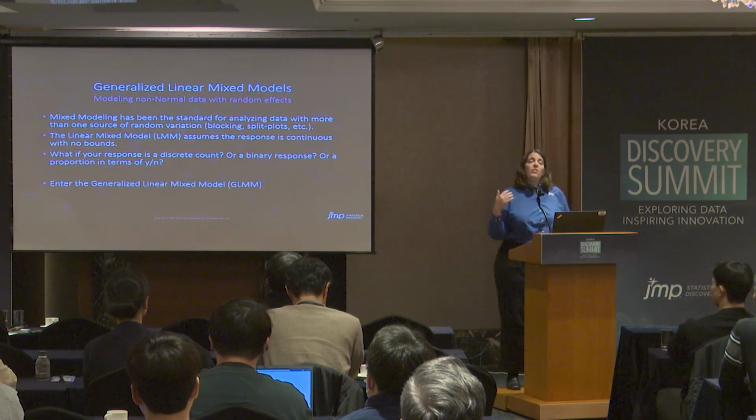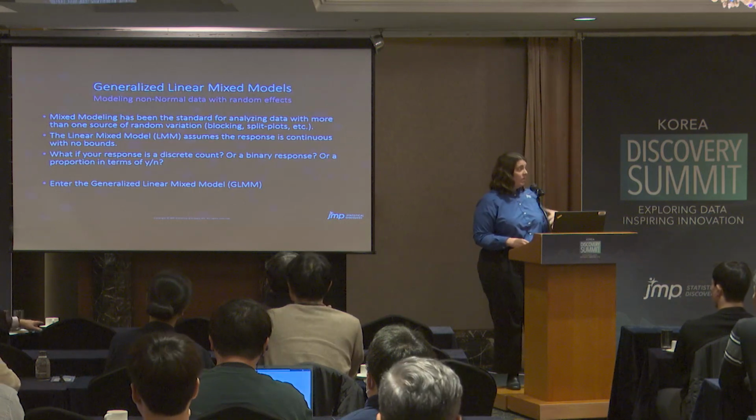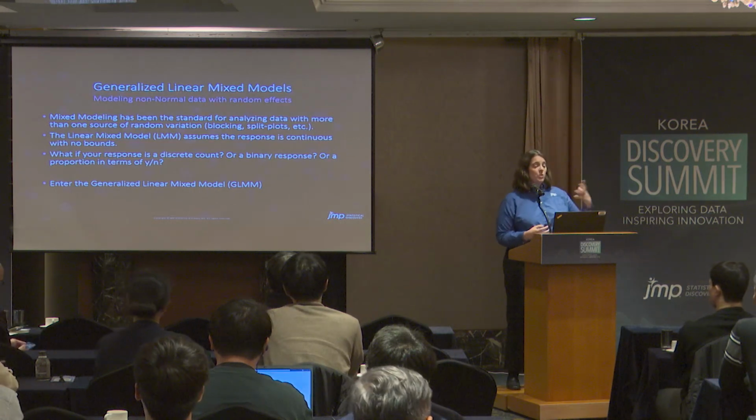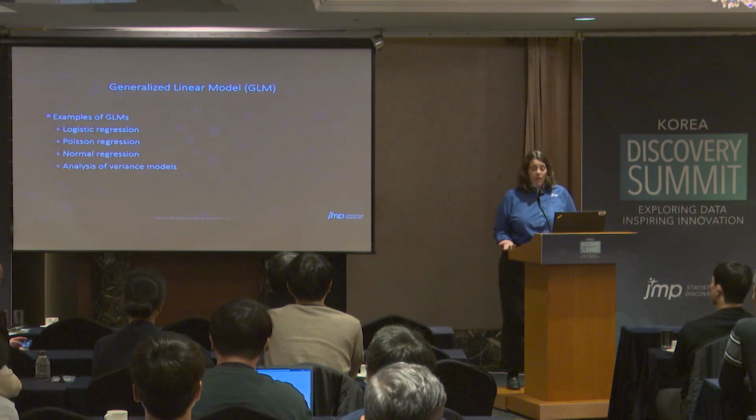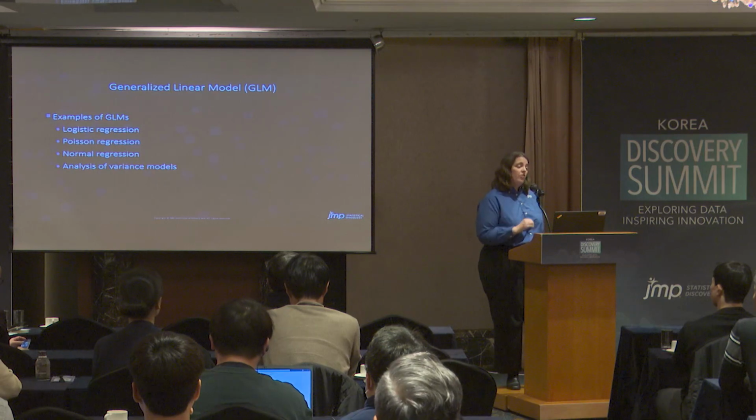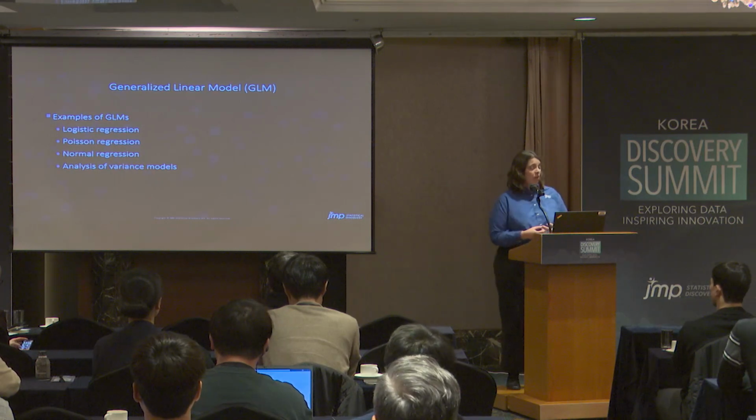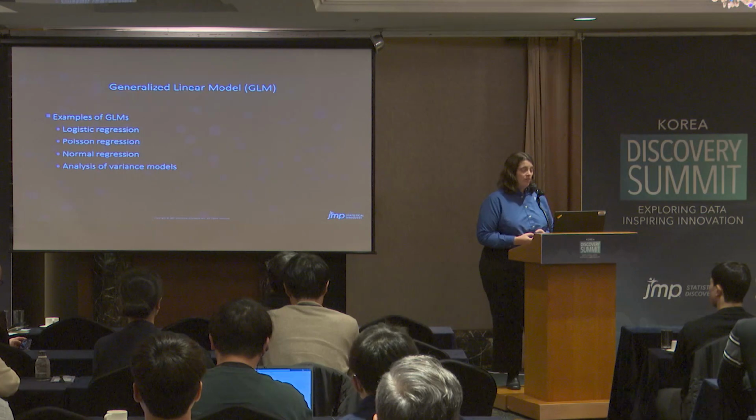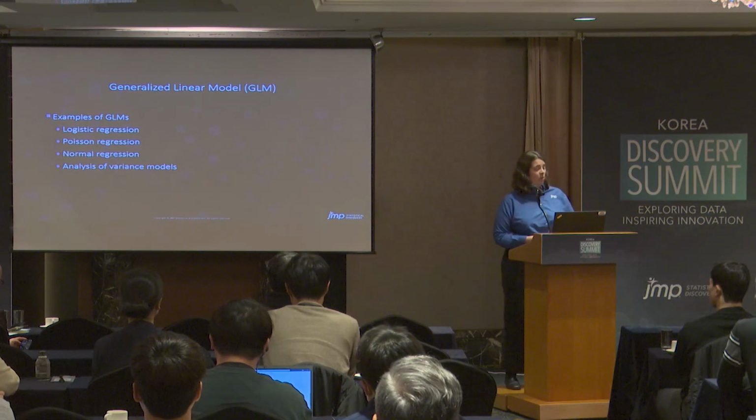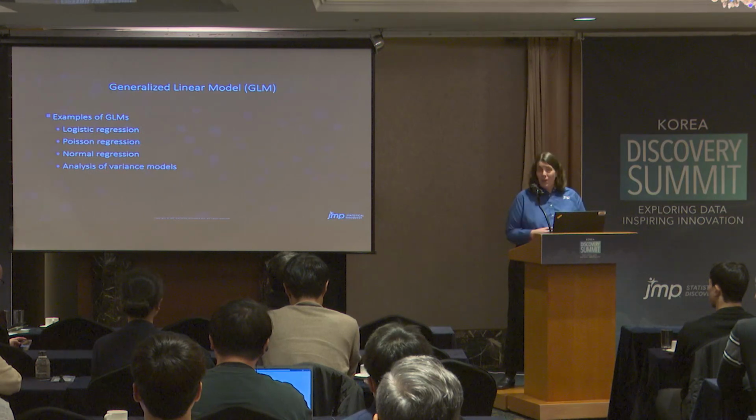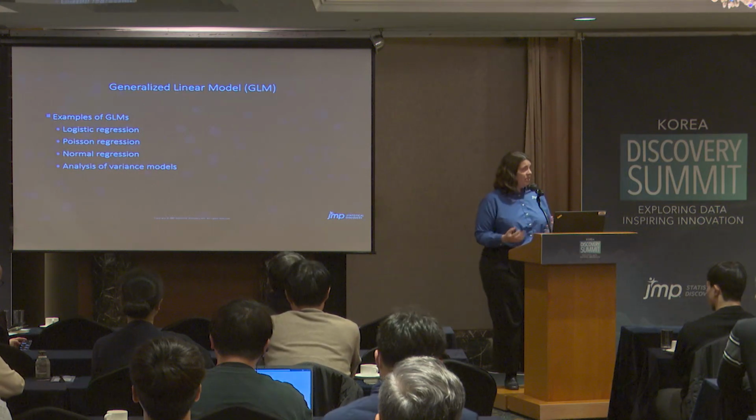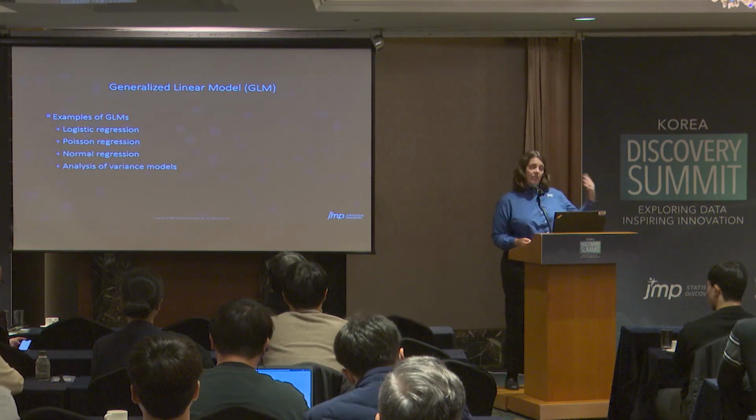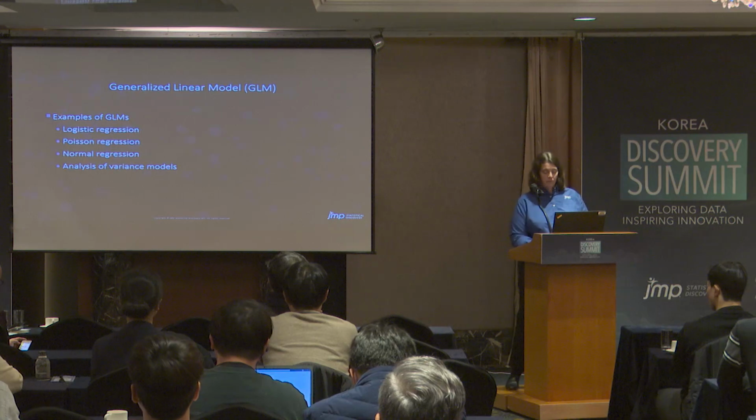So this is where the generalized linear mixed model comes in. We're going to model these responses in a generalized form. The GLMM is just an extension of the generalized linear model, which you may have heard of, such as logistic regression when you have a binary or binomial response, and Poisson regression. Normal regression is just a special case of the GLM, and then any analysis of variance model when we have a categorical factor as opposed to a continuous factor.